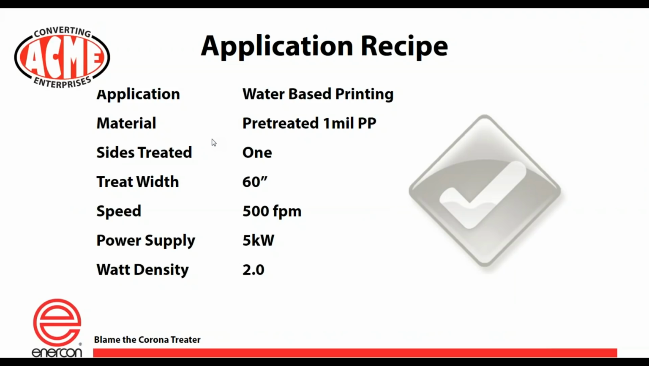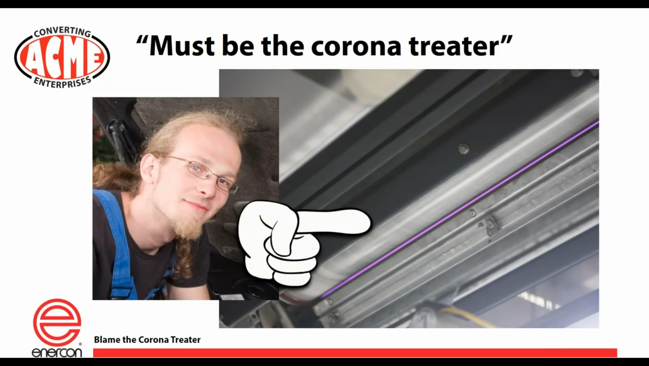We're using pre-treated 1 mil polypropylene, treating one side, 60 inches wide. Line speed of 500 feet per minute. 5 kilowatt power supply with a 2 watt density. All right, that all checks out.